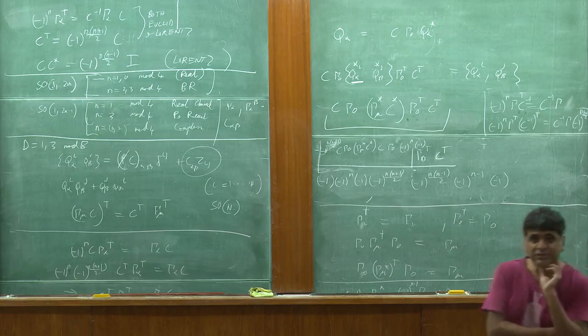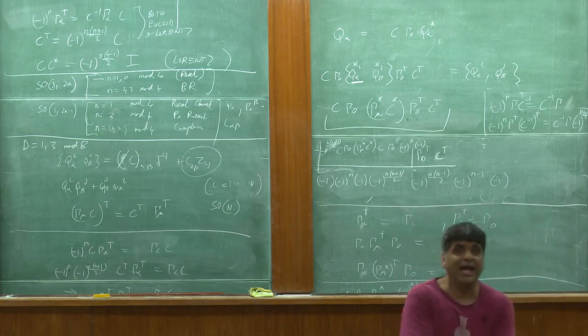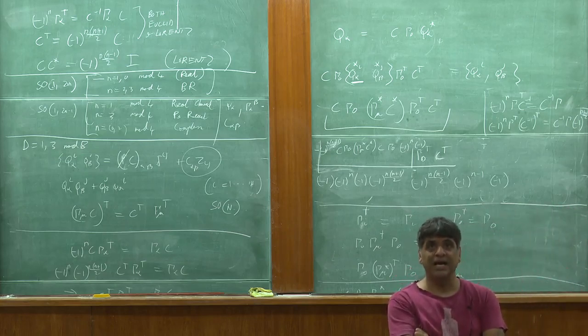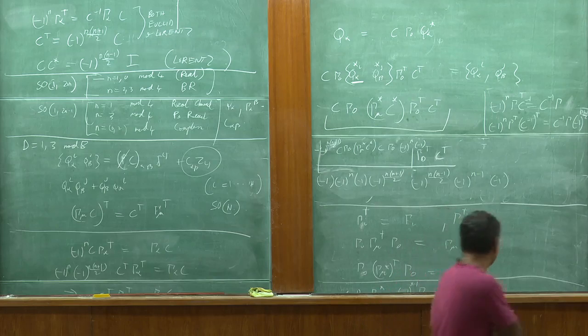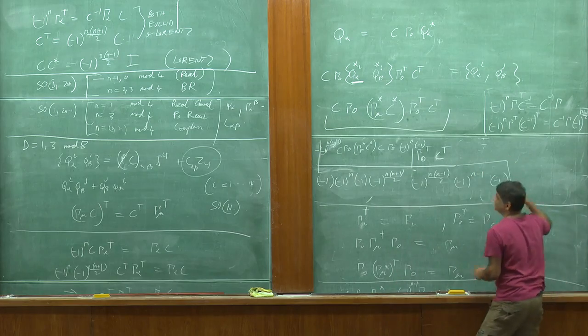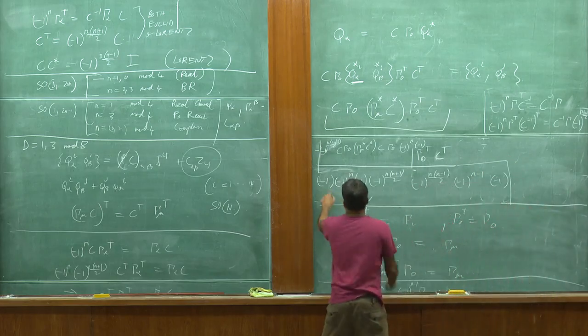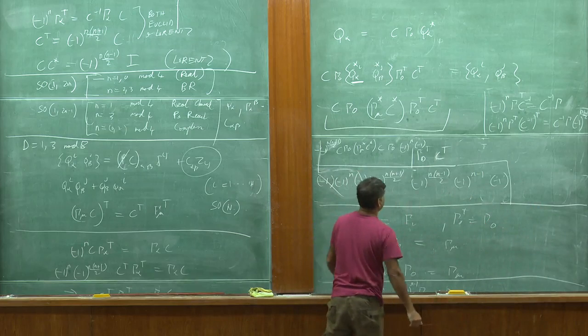Okay, the question was whether CC star and C star C are the same. They have to be because they're basically inverses of each other. C star is the C inverse. Yeah. Okay. Excellent. Now how are we getting the signs right? This with this goes.